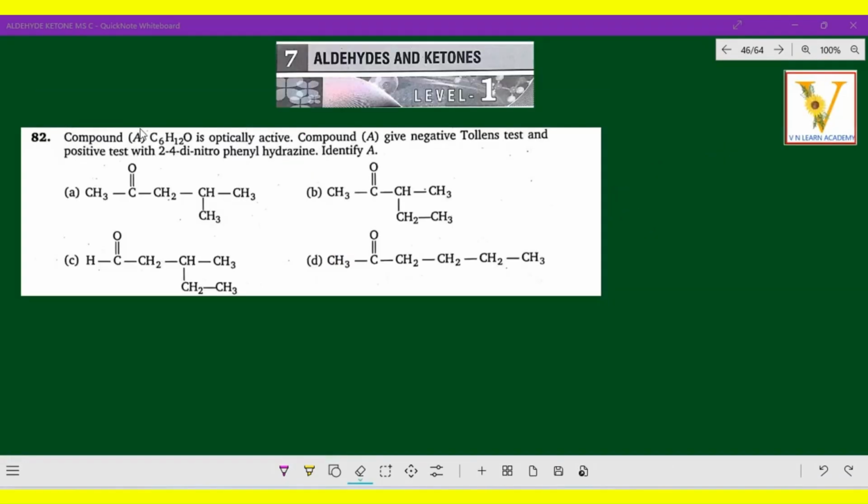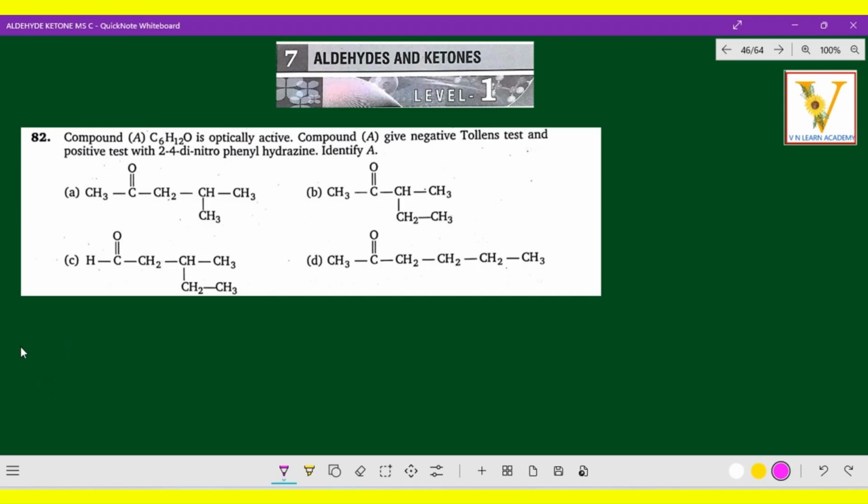The next question: compound A, C6H12O, is optically active. Compound A gives a negative Tollens test and a positive test with 2,4-DNP, 2,4-dinitrophenylhydrazine. So they have given two key points. First, the compound is optically active. And second, that compound will respond only to 2,4-DNP and will give a negative test for the Tollens test.